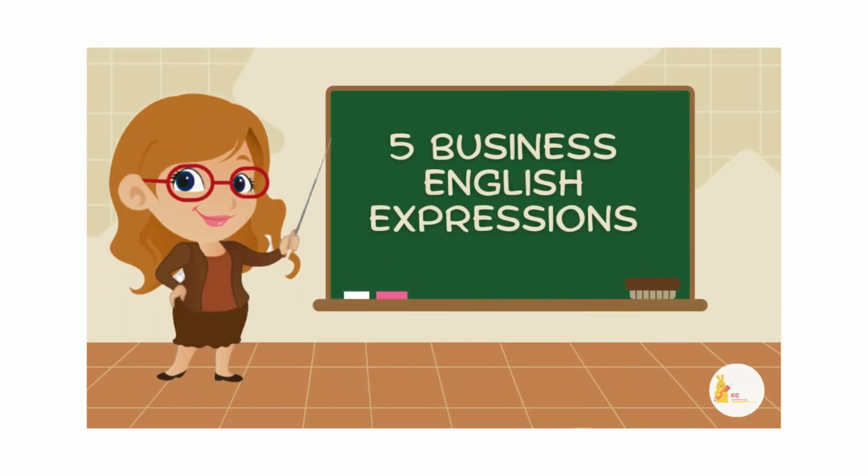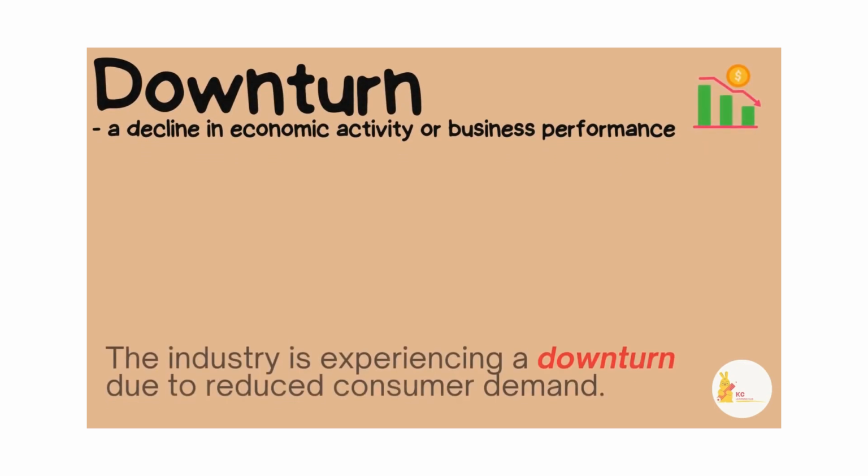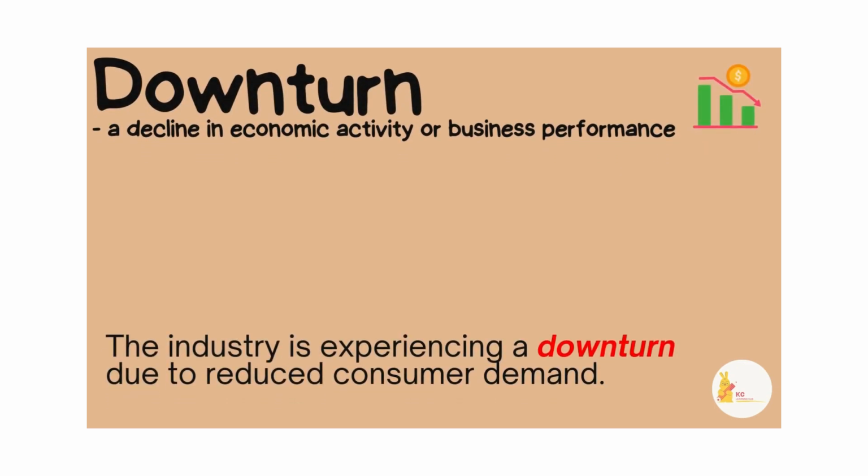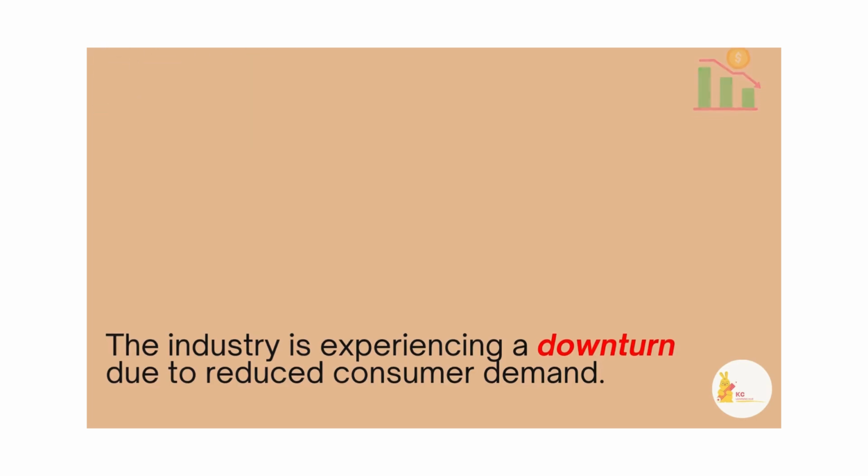Welcome to day 82. Number 1. Downturn. Please repeat. Downturn means a decline in economic activity or business performance. Example: the industry is experiencing a downturn due to reduced consumer demand.